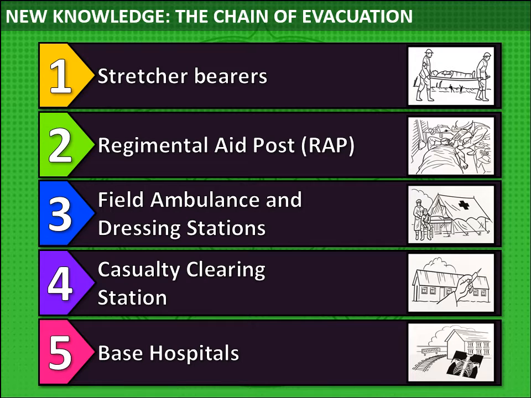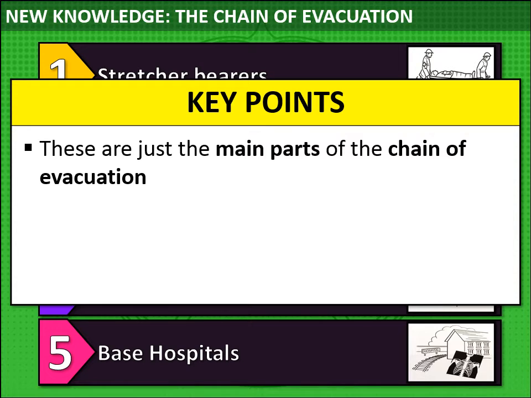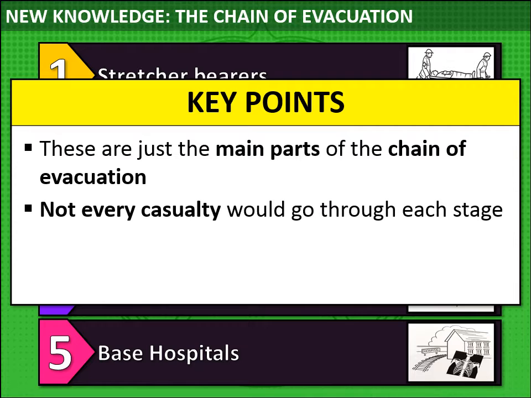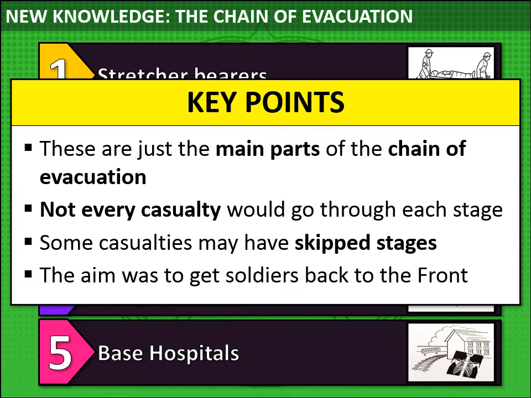But before that, let's just make some key points. Firstly, these are just the main parts of the chain of evacuation that we are mentioning. Secondly, please don't assume that every single injured soldier, every single casualty would go through each stage. They might skip stages. So we can say this: some casualties may have skipped stages. And lastly, please remember that the aim was to get soldiers back to the front so they could continue fighting.